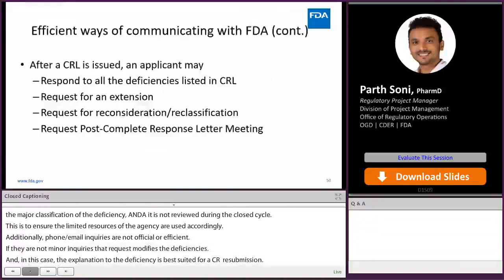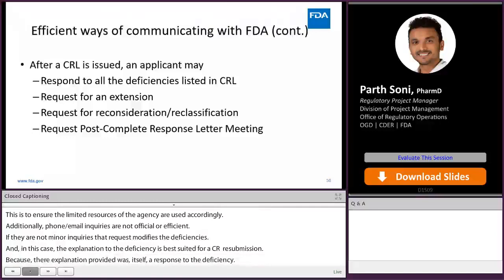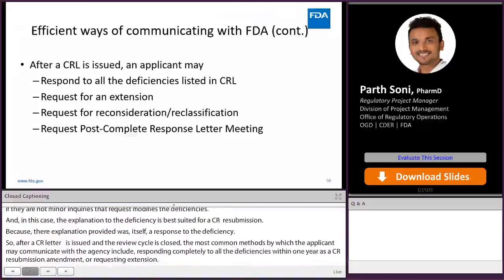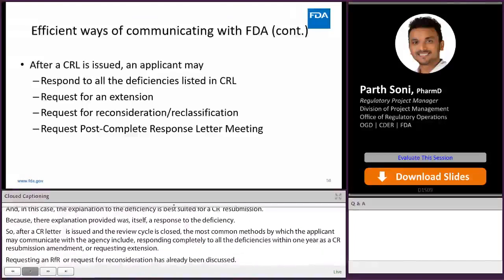So, after a CR letter is issued and the review cycle is closed, the most common methods by which the applicant may communicate with the agency include responding completely to all the deficiencies within 1 year as a CR resubmission amendment, or requesting extension, requesting an RFR or request for reconsideration as has already been discussed, or the option that I'm going to focus more on, which is requesting a post-CR meeting. This is done when the applicant is seeking clarification on a deficiency.